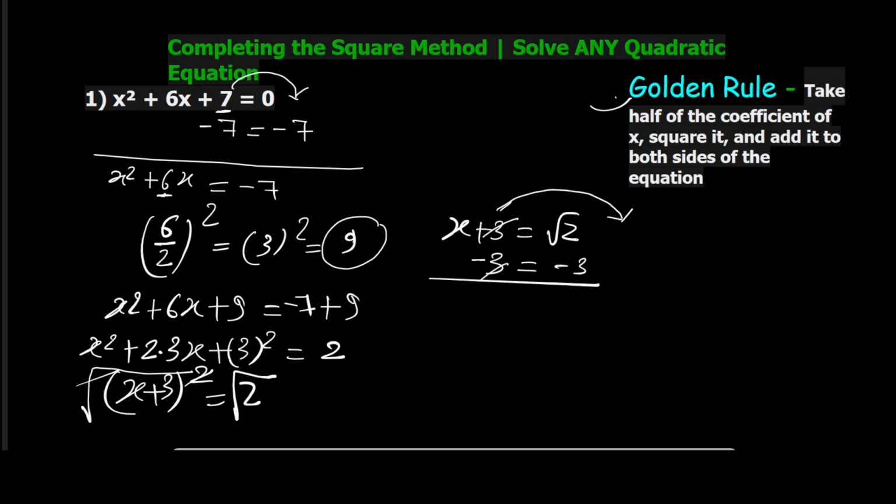So 3 and 3 will cancel out. So x equals root 2 minus 3. So it is our solution of x. The value of x is our solution. We can also solve it easily by the quadratic formula.